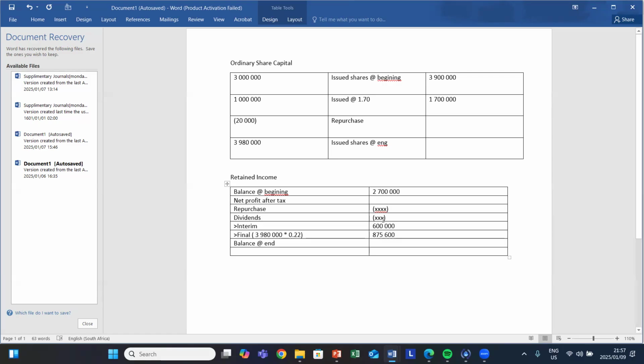And then we'll get your value here as 875,600. And then for you to get the total dividends, we'll say interim dividend amount, which amounted to 600,000 rand, plus the final dividend amount, which amounted to 875,600. And then we'll get a total dividend, which amounts to 1,475,600. And then remember, it's supposed to be in brackets.